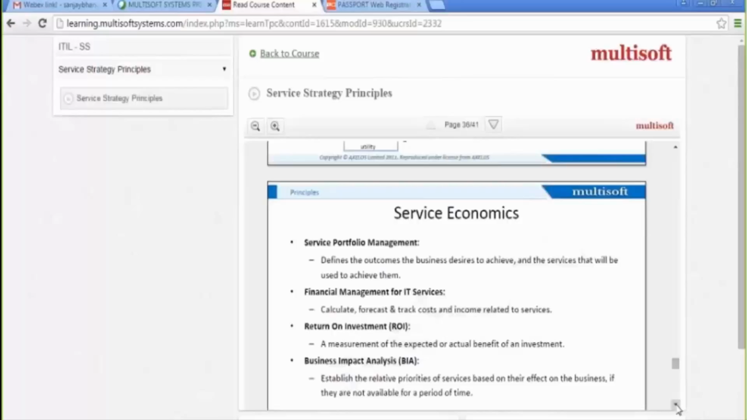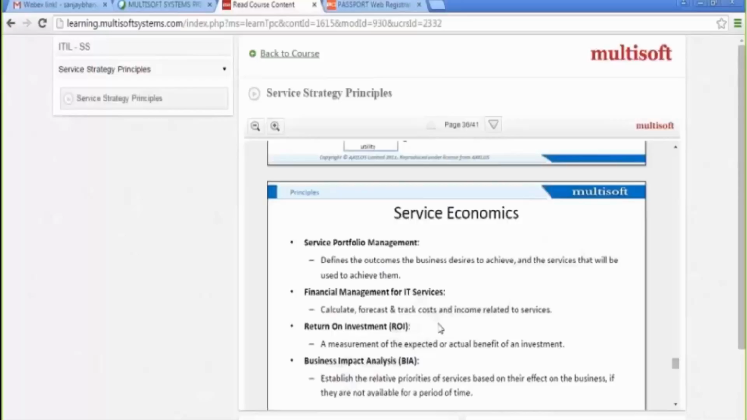Okay, so financial management now comes. There are 3 things in financial management: budgeting, costing, and billing. So how we will budget, how we will bill. First we do the budget, then we provide the cost, and last we do the billing with the customer, right? So these are the 3 main things that come under financial management. So this means calculate, forecast and track cost and income related to services. And we have ROI. So ROI, this is my return on investment.